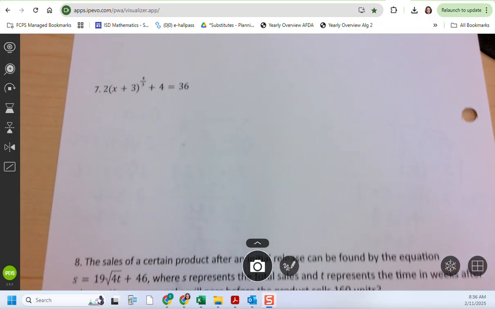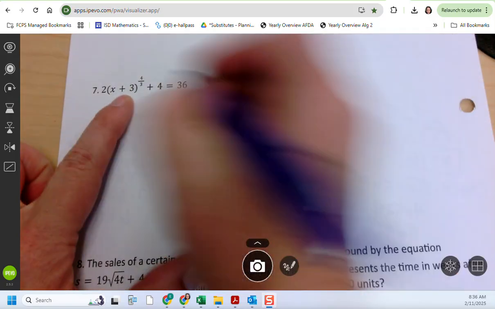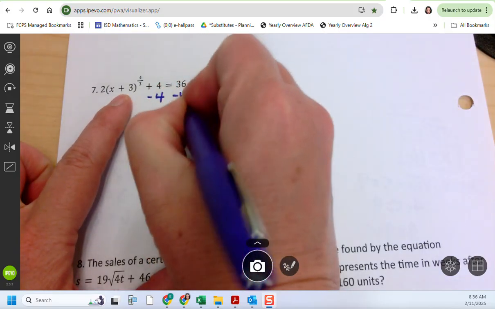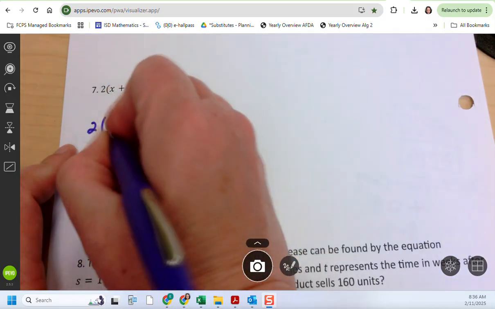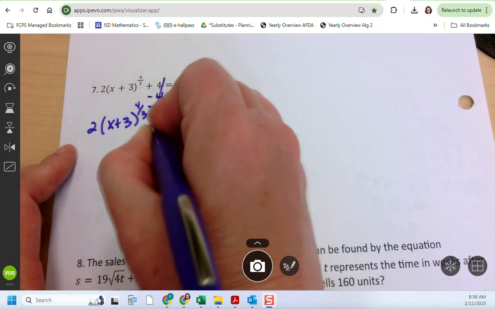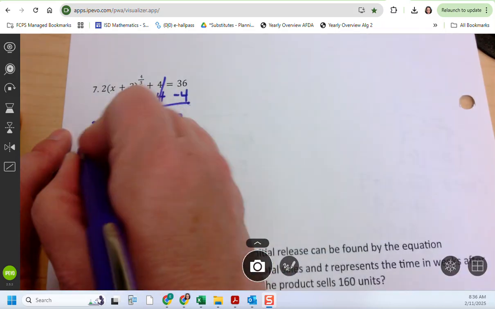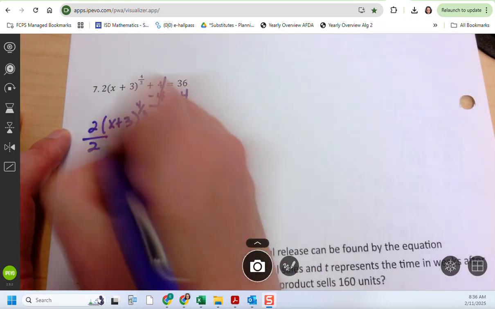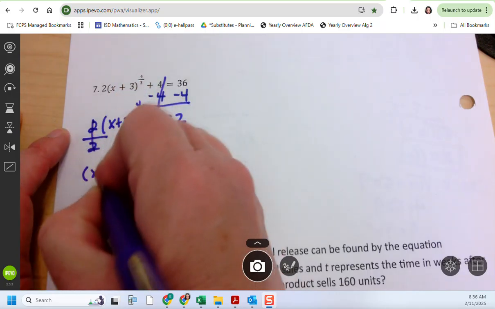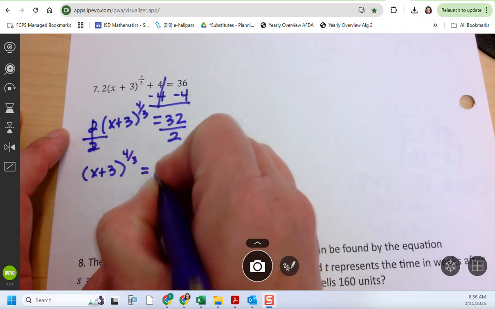Let's look at 7. So we're going to start by isolating the part that's in the parentheses, okay? The part that's being raised to the exponent. So we're going to get this by itself. So get rid of the plus 4. And then get rid of the times 2. And so I have x plus 3 in parentheses to the 4/3 equals 16.